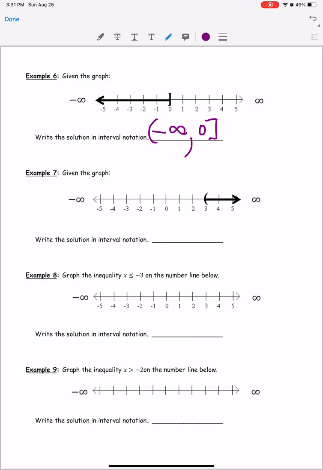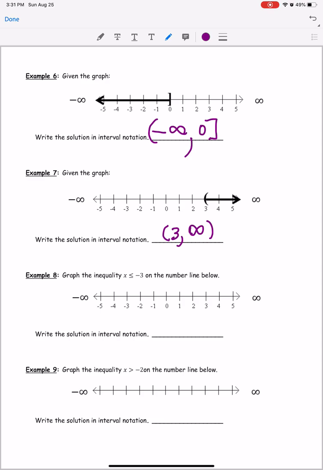Same thing here. You're going from left to right. It's starting right here at 3, and this 3 has a parenthesis. So parentheses 3, comma, and it's pointing to that infinity. So we're going to infinity, and infinity always is a parenthesis.